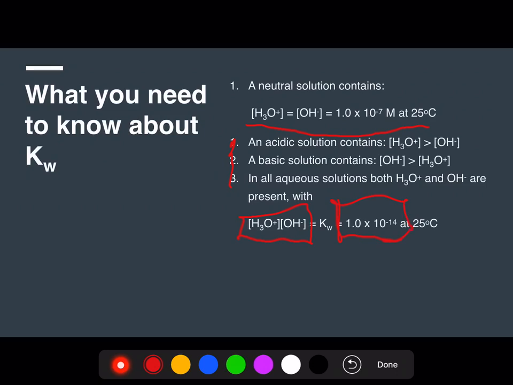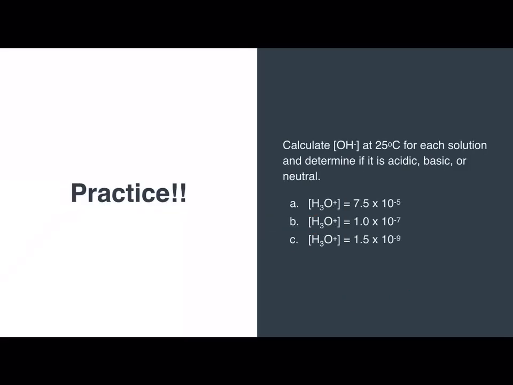It's sort of like a seesaw. You get more of one, you're going to have less of the other. You get less of one, you're going to have more of the other. That sort of deal. So in this case, I'm not going to calculate the hydroxide.